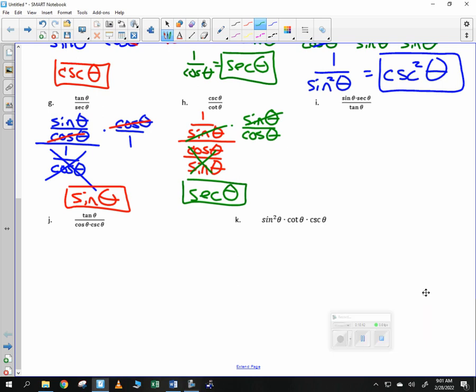Let's try it. This next one, sine times secant. Let's deal with the top first. Sine times secant. How do we rewrite that? Sine over 1. Excellent, Kenzie. Times 1 over cosine.